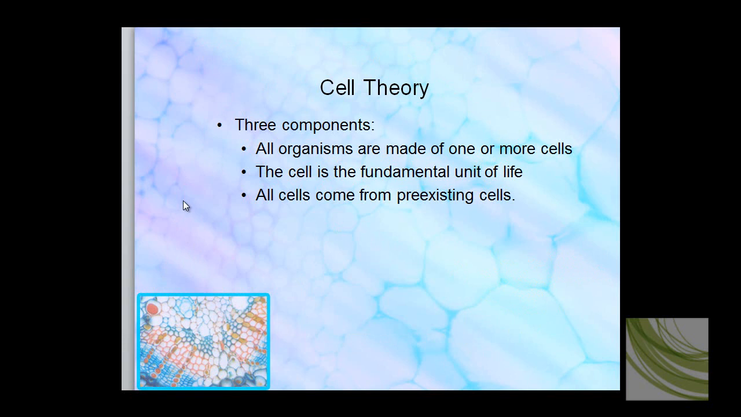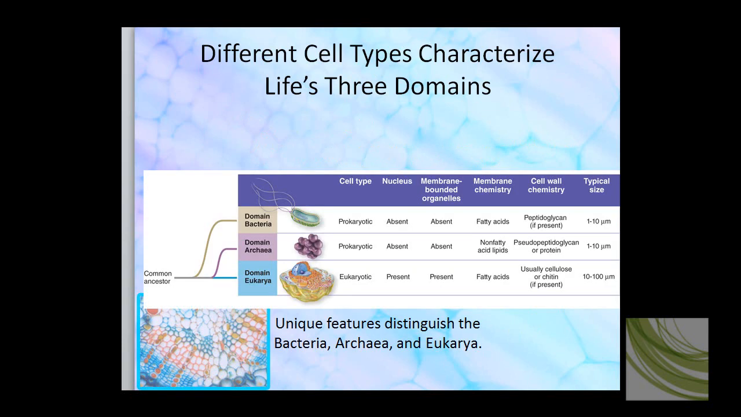Cell theory, 3 components. All organisms are made of 1 or more cells. The cell is the fundamental unit of life. All cells come from pre-existing cells. Different cell types characterize life's 3 different domains, and here is a chart. Prokaryotes, the archaic bacteria and the regular bacteria, don't have a nucleus. Eukaryotes do. That's the really big one. That's the one you really need to learn.